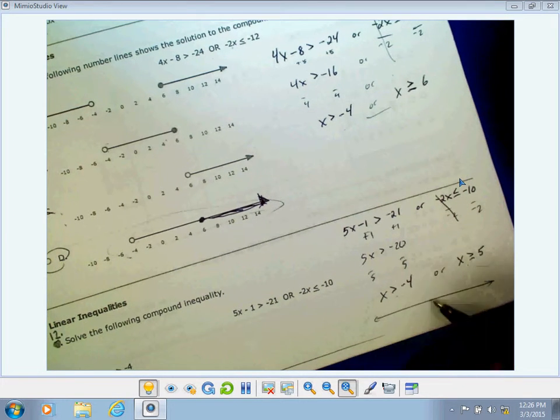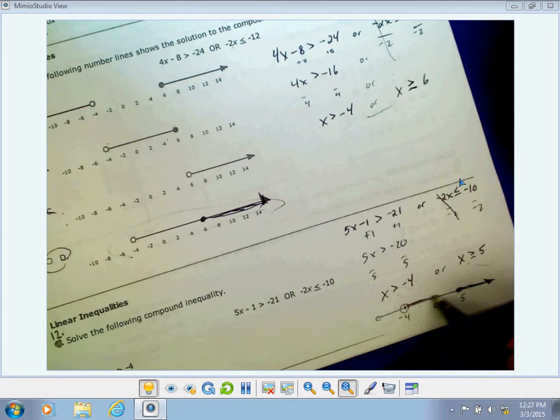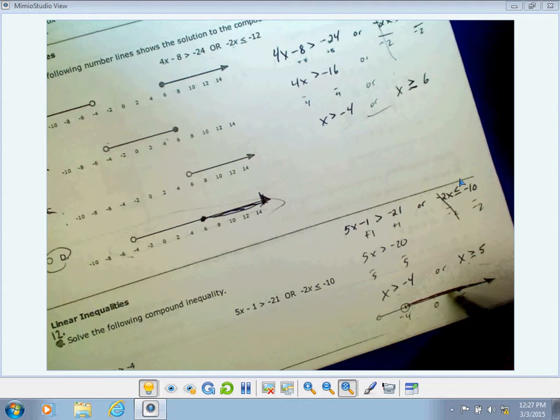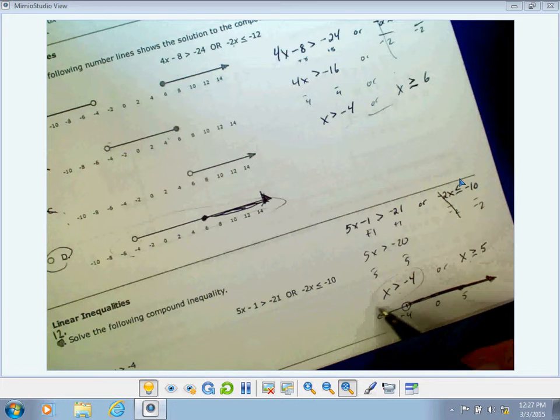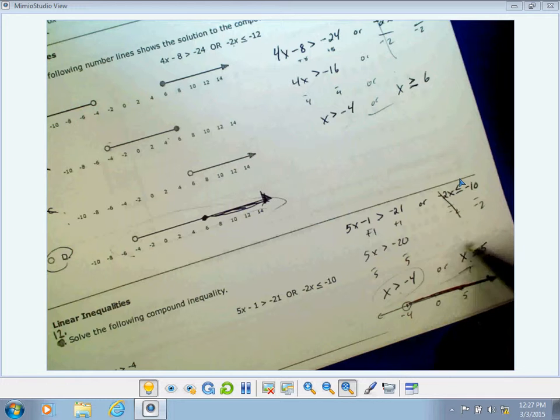on this number line. Here's the 5. You would close circle it and shade everything to the right. Here's the negative 4. Open circle, but otherwise shade everything to the right. Do you see how I'm just shading over the stuff that I already did shade? That means that x is greater than negative 4 takes care of everything that had to do with x is greater than or equal to 5.